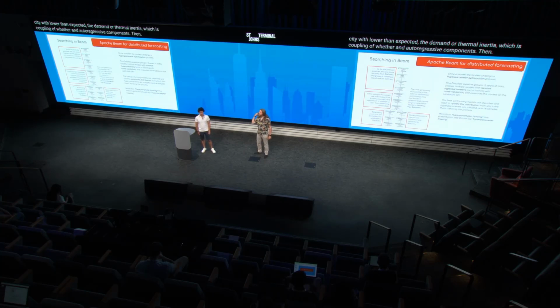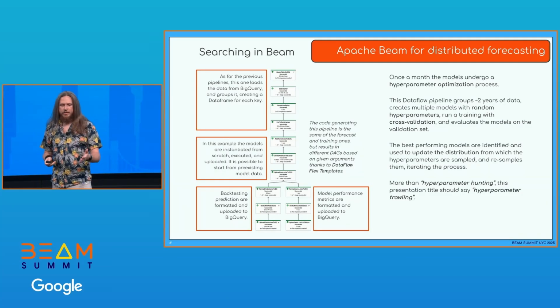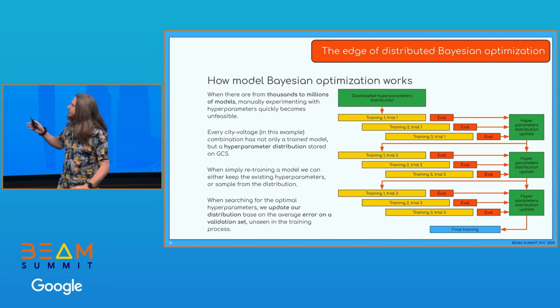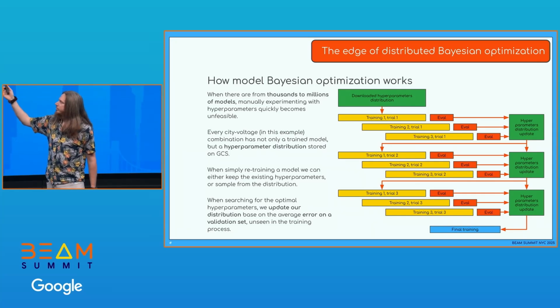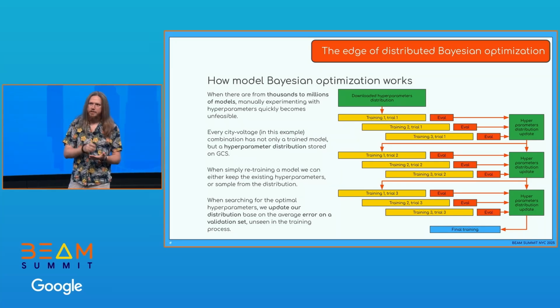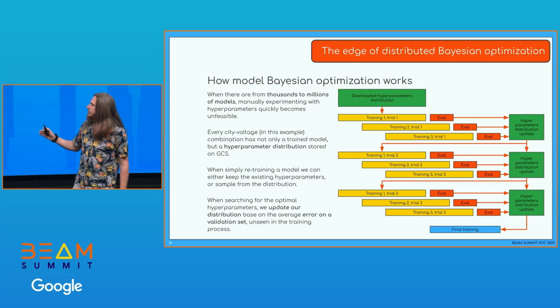Then searching. In this diagram, we are making an example with a search that does not download an existing model, but spawns models from zero. And what this search does is this. We download a hyperparameter distribution. This means that the hyperparameters of the model are characterized by not being a single value, but a sample from a distribution. And we do different sequential stages. They're called trials.